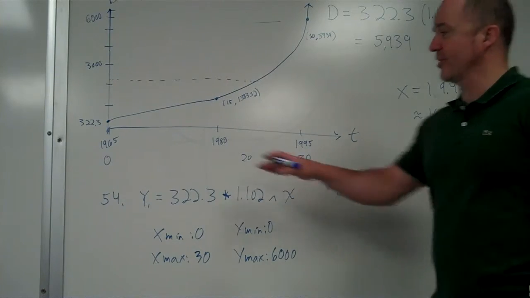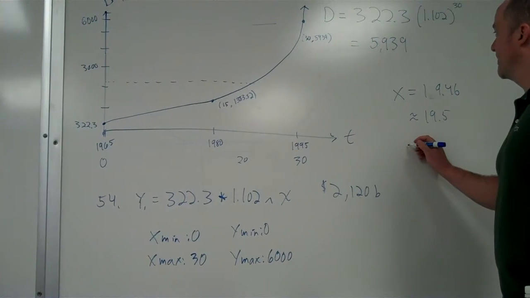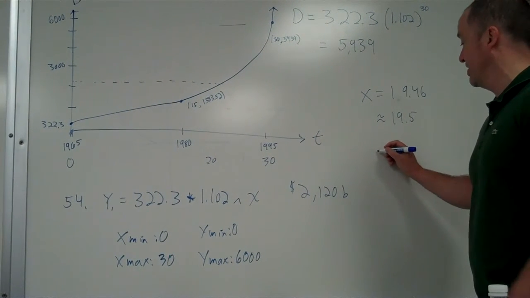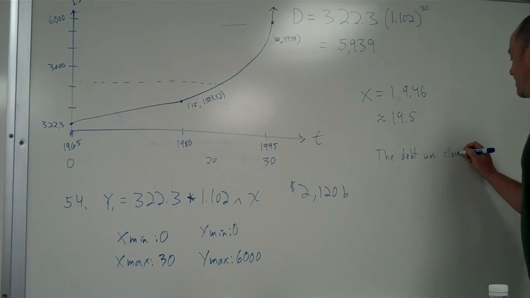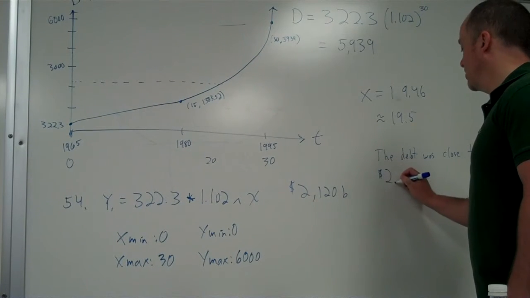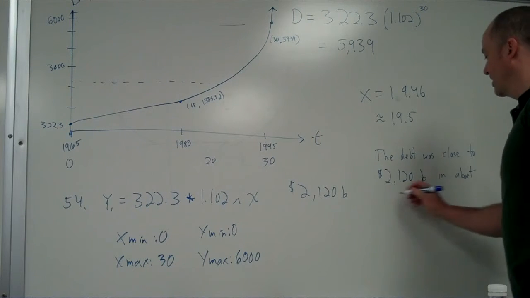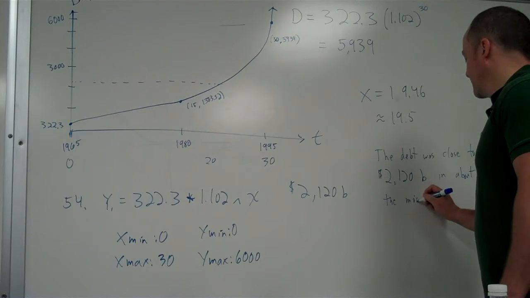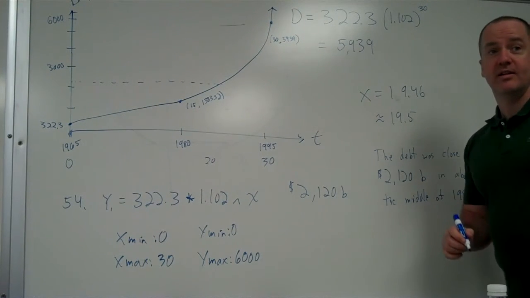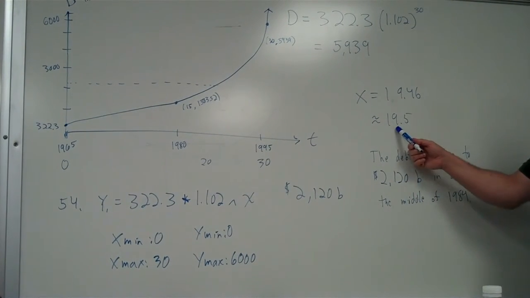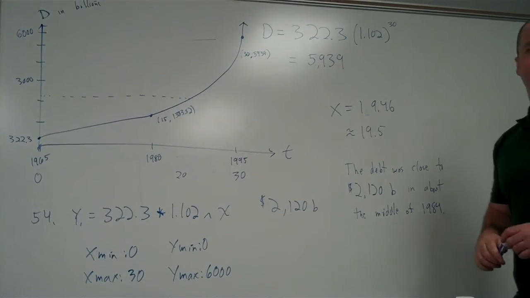19.5 years from 1965, this means that the year we're looking for, the answer you would have to write for this one in English is the debt was close to $2,120 billion in about the middle of 1984. Because 1984 is 19 years after 1965, and the 0.5 tells me it was about in the middle of the year.